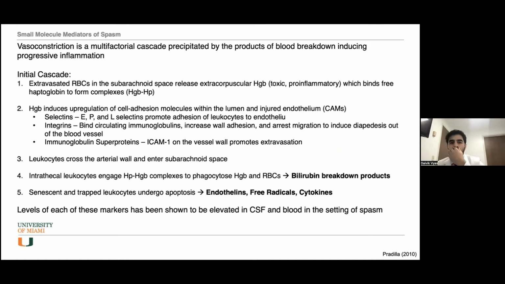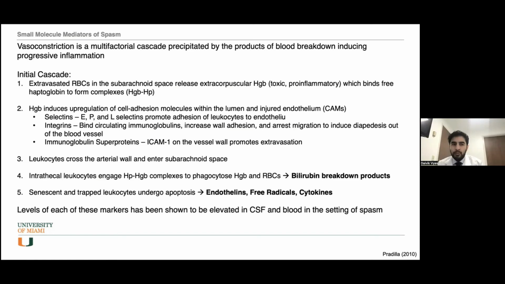So we look into a study of what the small molecule mediators of vasospasm are, and we note that, like a lot of systemic inflammation, it's a multifactorial cascade that accompanies blood breakdown. Now, the initial cascade that occurs is that extravasated red blood cells in the subarachnoid space will release extracorpuscular hemoglobin, which is known to be a toxic pro-inflammatory molecule.